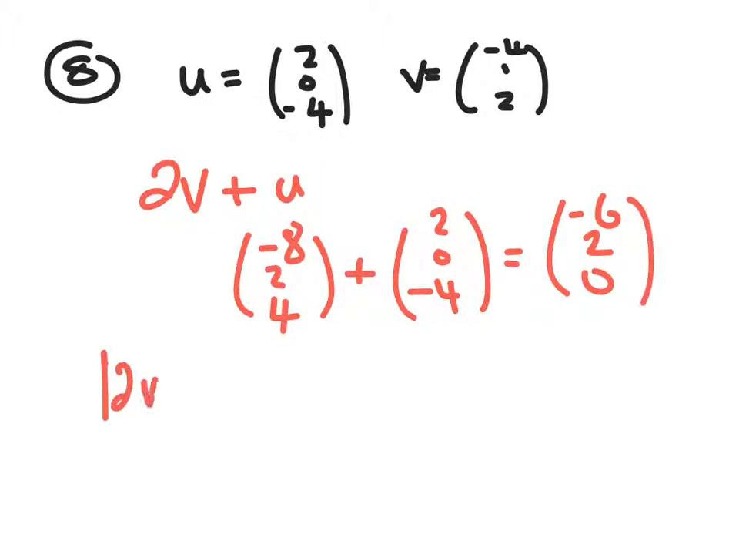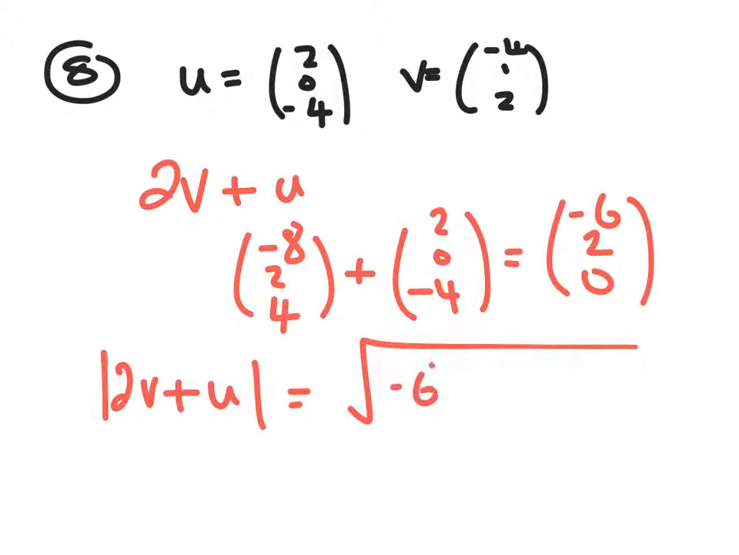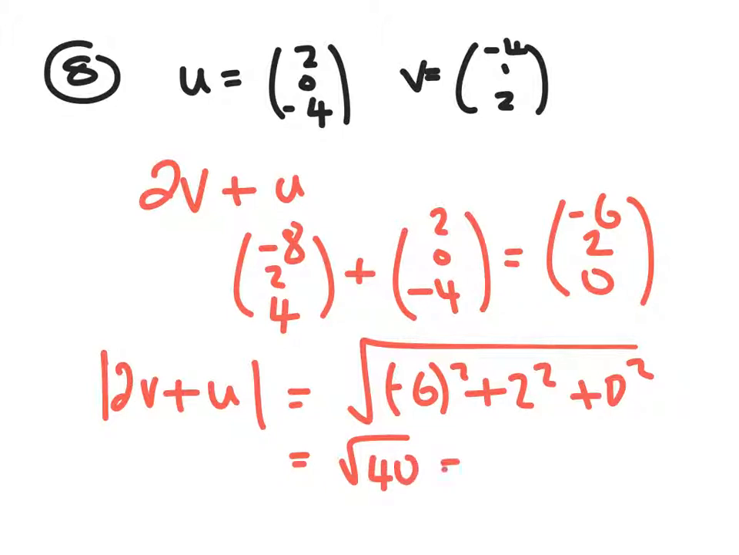Now we need to find the magnitude. How do we do that? It's like a big Pythagoras question. Square the negative 6, the 2, and the 0, which gives us root 40, which can become root 4 root 10, which simplifies to 2 root 10.